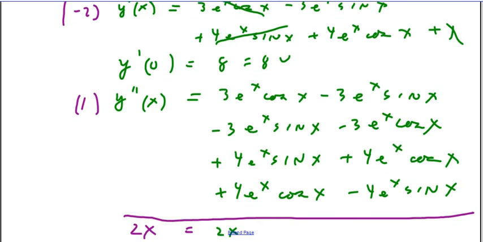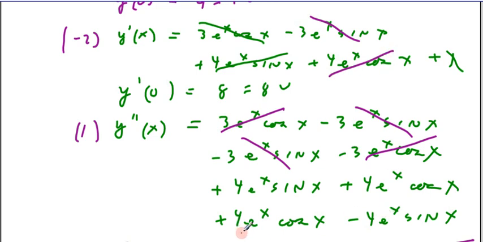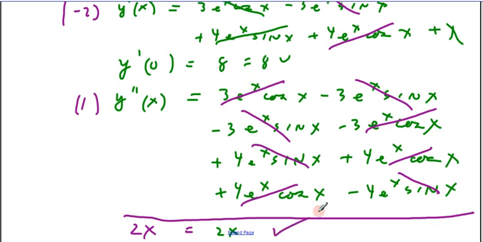Now, how about these other guys? I have 6 sine, and I have minus 6 sine. These cosine terms go away. I've got minus 8 cosine, and I got plus 8 cosine, and those terms go away, and the only thing I have is 2x, and it checks. Isn't that lovely? And with that, we are done with section 3.2.